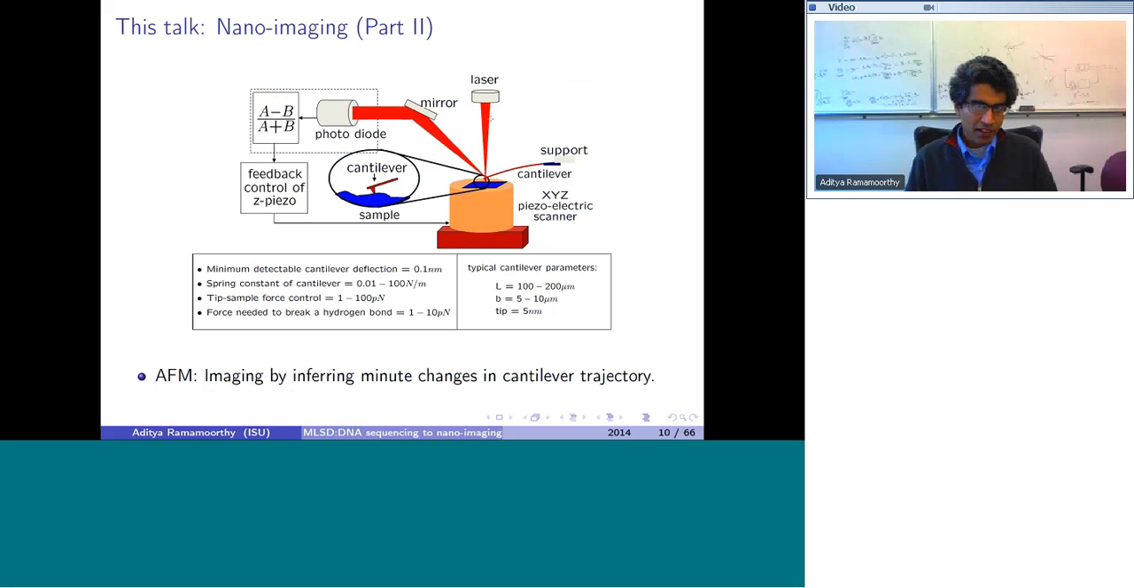The second part of this talk is about how to apply sequence detection to nano-imaging. Here I'm going to talk about an instrument called the atomic force microscope, which is used in imaging at the atomic scale. This is a schematic of the AFM. It has a cantilever with a radius of about a few nanometers, and it responds to atomic level forces. You do the imaging by bringing this cantilever close to your sample and interpreting the deflection signal appropriately.